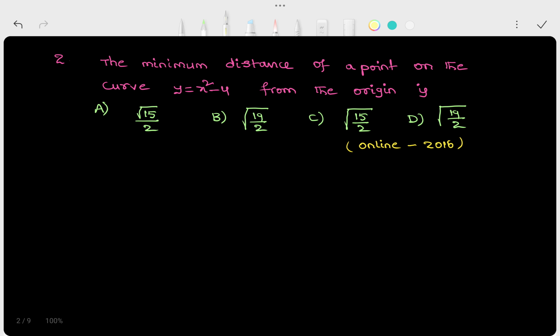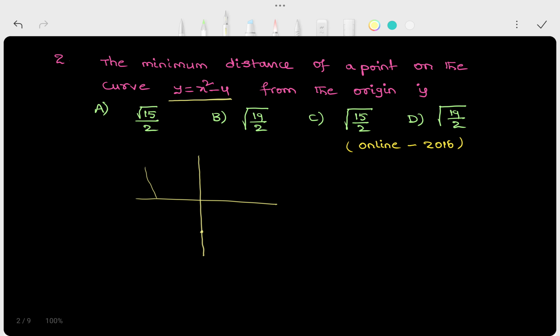See here, this is the minimum distance of a point on the curve y equals x square minus 4 from the origin. This is nothing but y equals x square minus 4, which also represents a parabola, opening upward. What is the vertex of this? The vertex will be (0, minus 4).